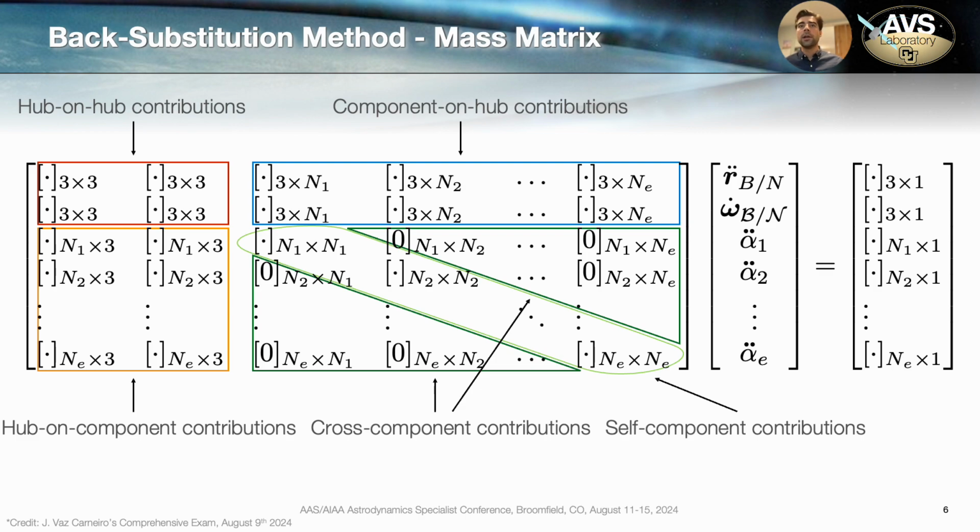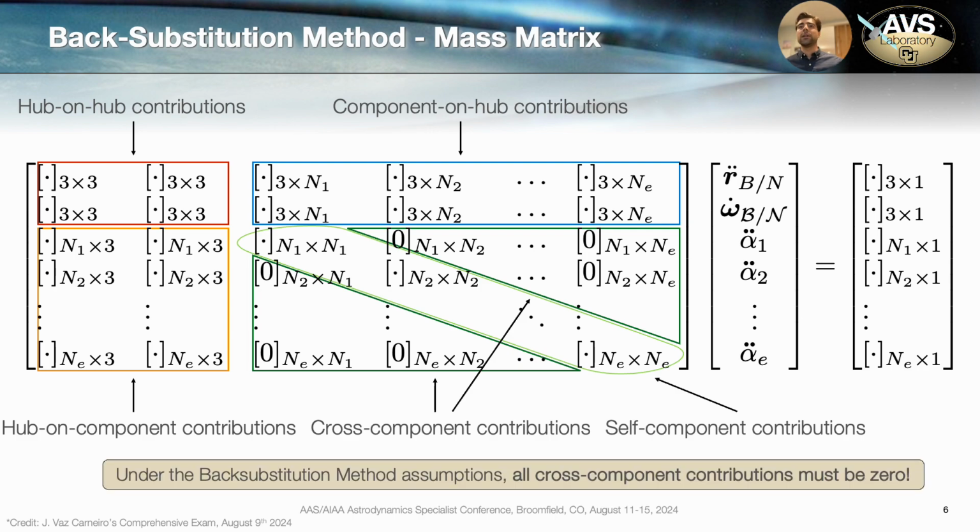And it's important to realize here that when all of our components are attached in parallel, we see this nice behavior that all cross-component contributions are going to be 0, which should be intuitive to us that if none of them are explicitly interacting with one another, they're not going to have any explicit dependencies in our equations of motion here. So that's what we have previously gained under that back substitution method assumption.